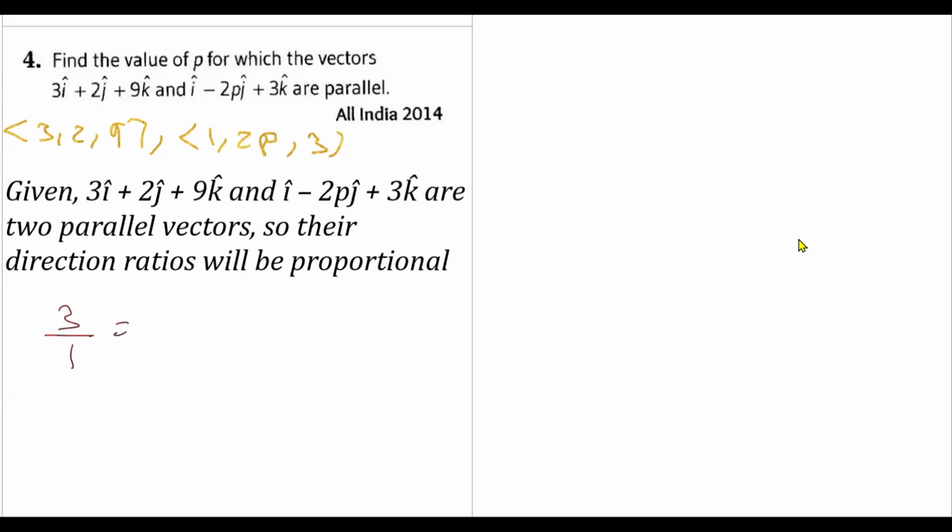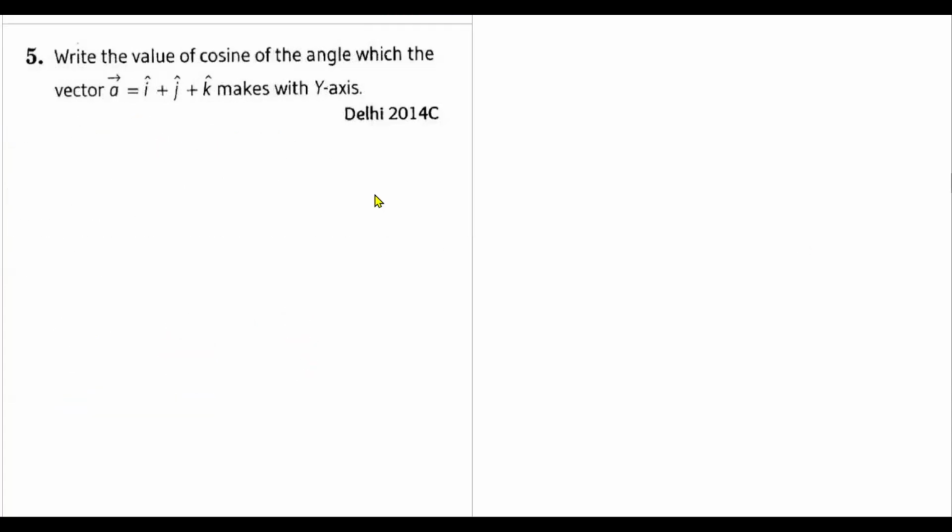As we discussed, they will have proportional direction ratios. So a1 over a2 should be equal to b1 over b2, which should be equal to c1 over c2. I just noticed this is minus. Let's simplify any one of them. On cross multiplication of these two, I'll get P equal to minus 1 over 3. So that's a very simple question to get the value of P in this case. Let's move to the next.